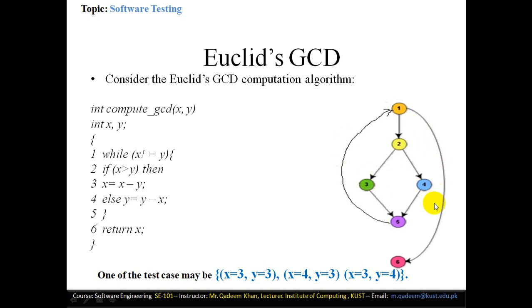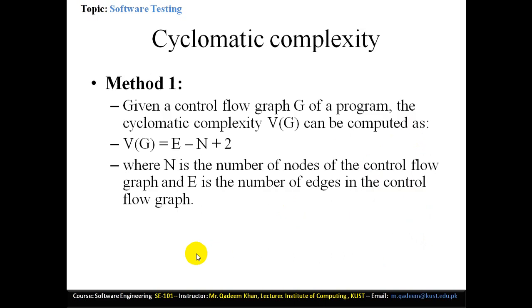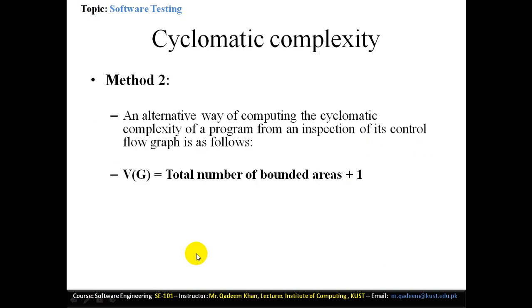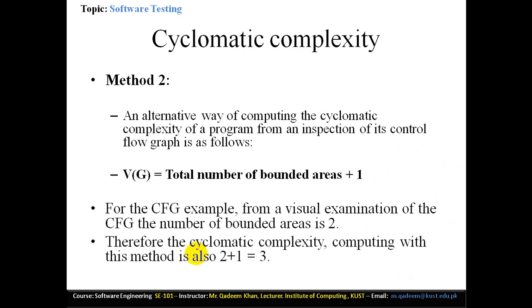This is not a bounded area because this is open from here. This area is open from here. So there are only two bounded areas. So bounded areas plus 1 is equal to 2 plus 1 is equal to 3. This gives us the same answer, 3, identical to the first method.